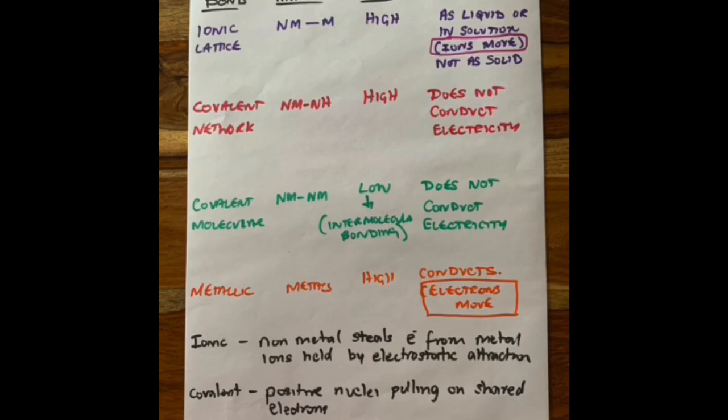The reason it conducts as a liquid is the ions can move, not as a solid though. Covalent network, non-metal to non-metal, high, it doesn't conduct at all. Covalent molecular, non-metal to non-metal, low, due to intermolecular bonding, doesn't conduct. And metallic, metals, high, conduct because the electrons are free to move. The definitions are given at the bottom, they don't change.